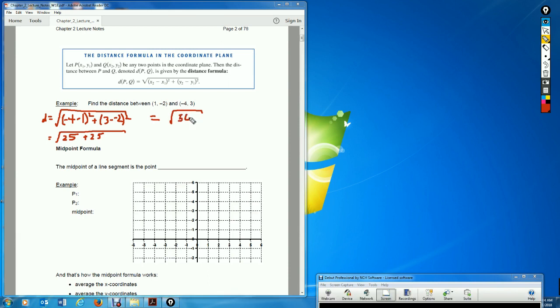seems easy enough that we're done, but don't forget that you have to always simplify your radical expressions as far as possible. And 50, of course, is 2 times 25. So in other words, this is the square root of 25 times 2. Okay, and 25 is equal to 5 times 5. So in other words, we can take the square root of 25 and pull that out from under the radical. So the final form here would be that this is equal to 5 times the square root of 2.